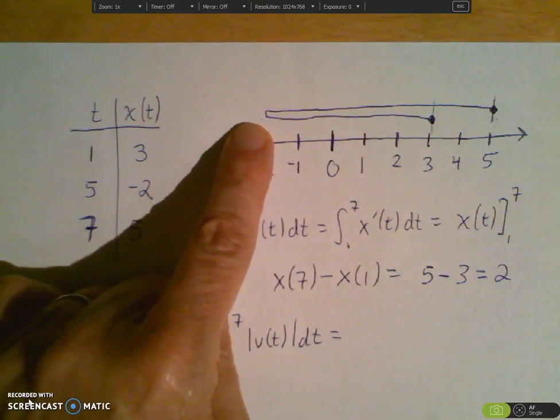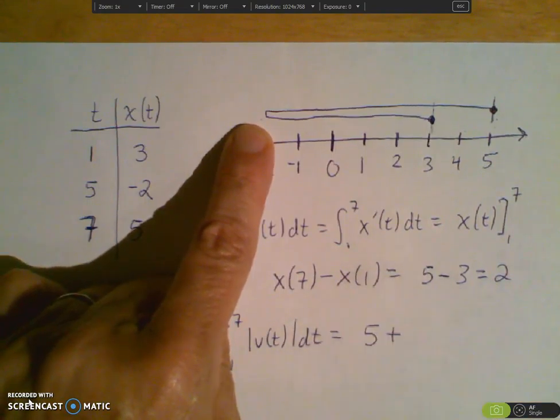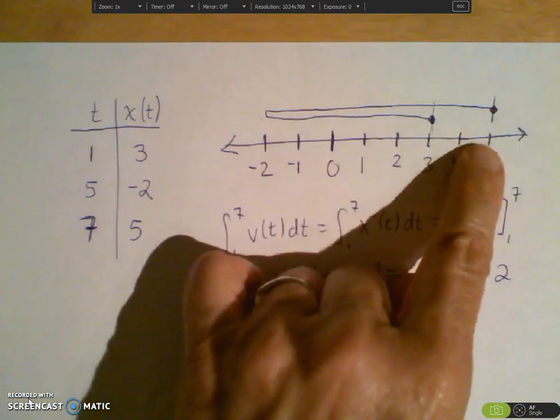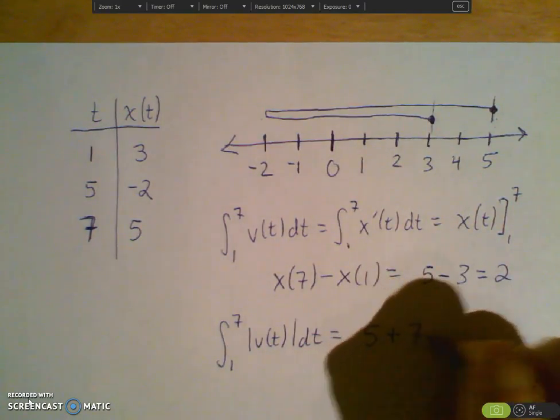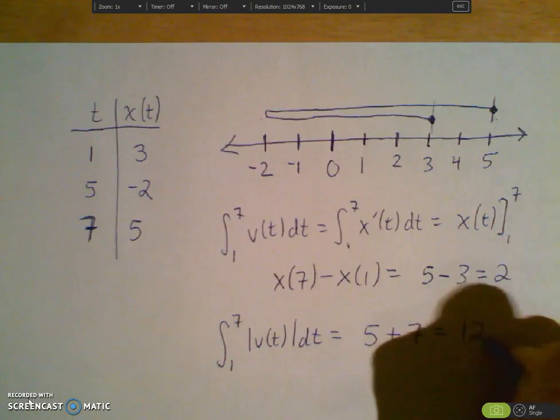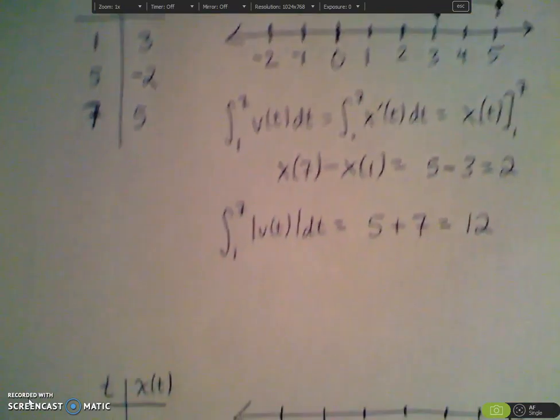It doesn't matter that it's going to the left. We're going to give that a positive value. And then, from -2 to +5, we've moved 7 spaces to the right. So our total distance traveled is 12 spaces. Let's look at another example.